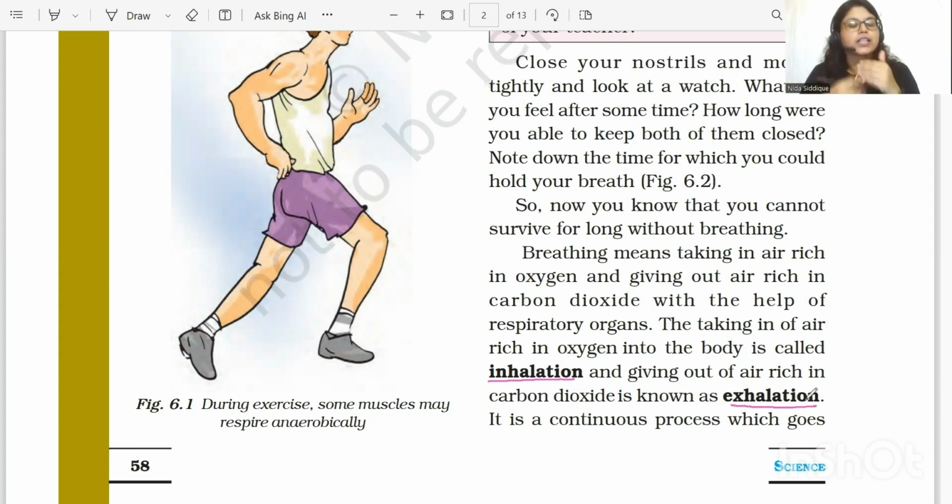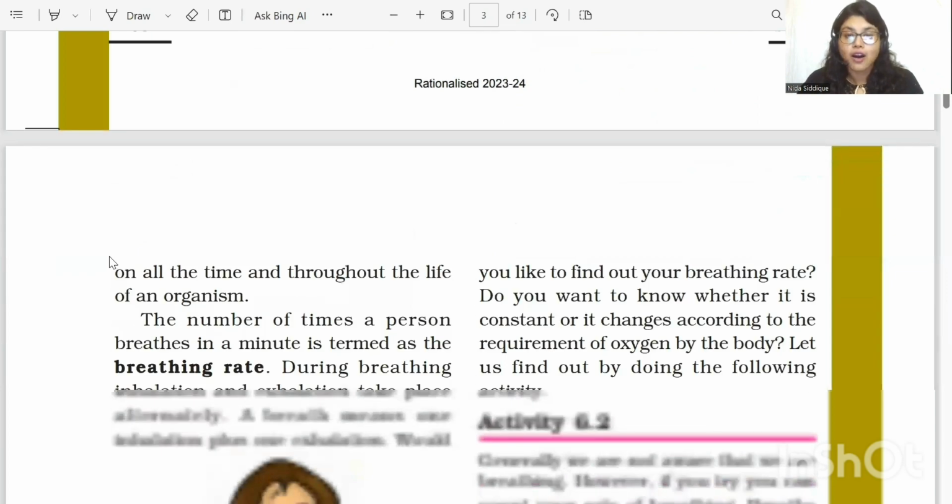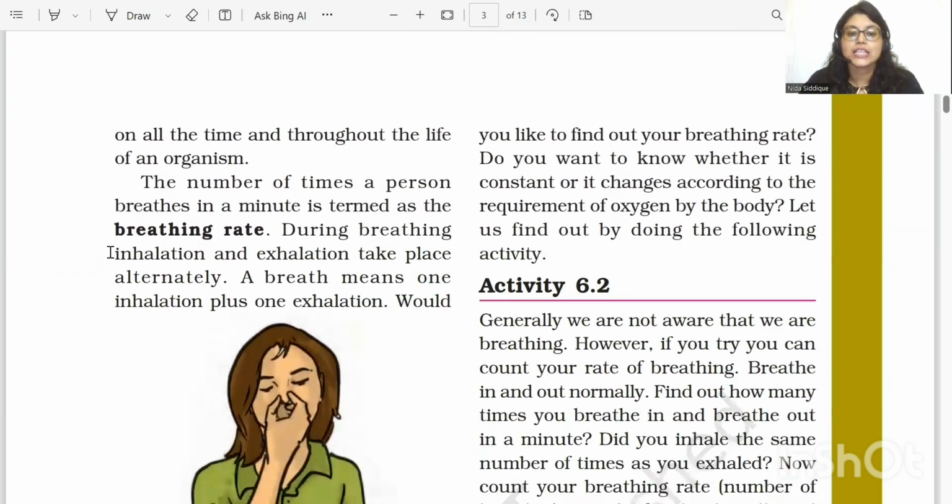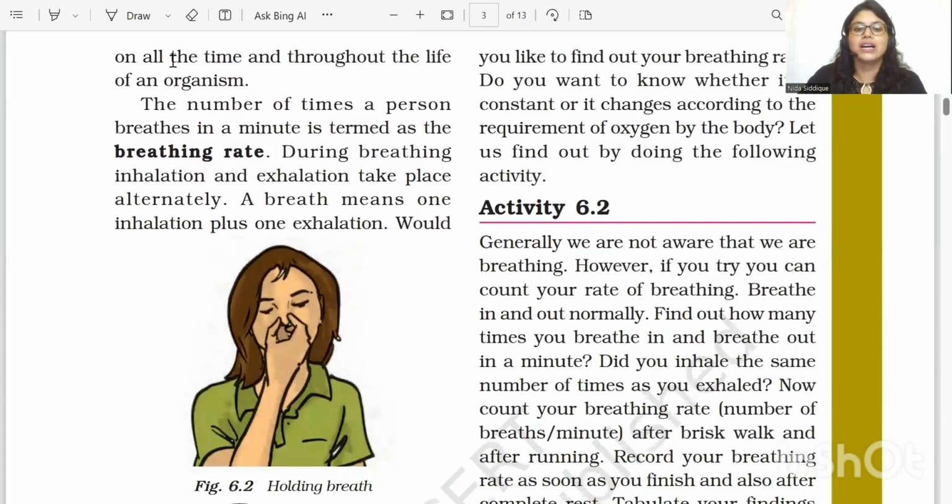And this is a very continuous process. Okay, हम कभी भी breathe करना stop नहीं करते हैं, even if we are sleeping, right? We are breathing continuously all the time throughout our life. So breathing is a continuous process, and we are breathing throughout our life. Not only us, all the living organisms, they breathe throughout their life.